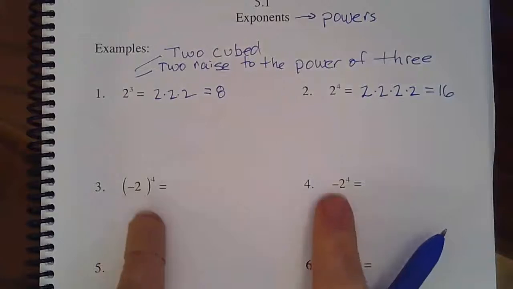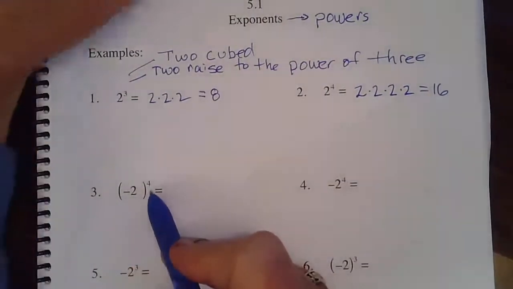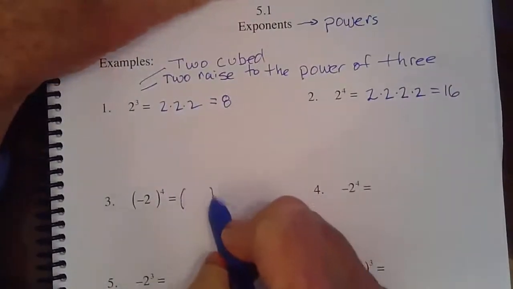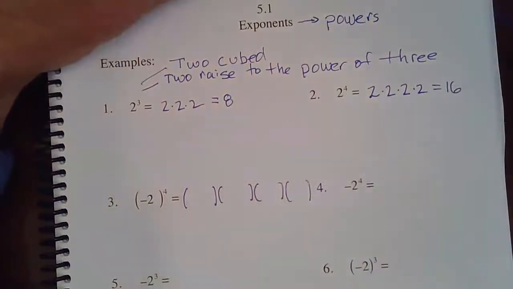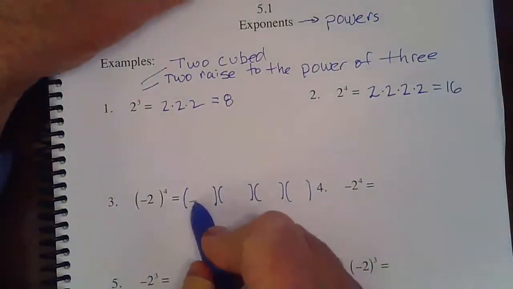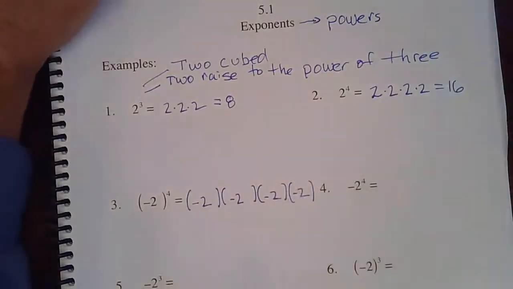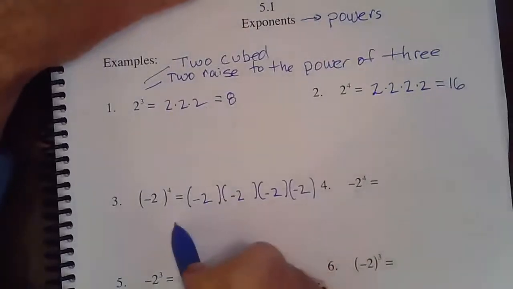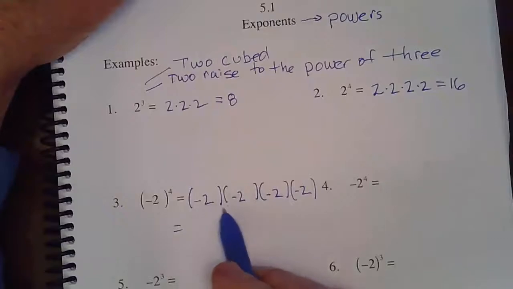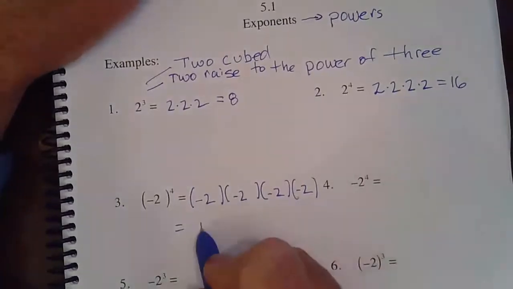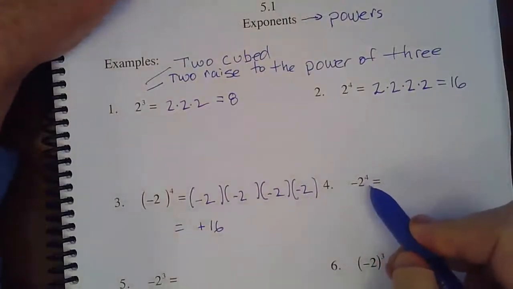Now these two right here, you'd think they're the same, but they're not. The power of 4 is touching the parentheses. The power of 4 means write down 4 of those parentheses like this. And what's inside the parentheses is a negative 2. So it's negative 2 with parentheses, and there's 4 of them, thereby getting a positive result. 4 negatives make a positive. Negative, negative, negative, negative. So positive 16.